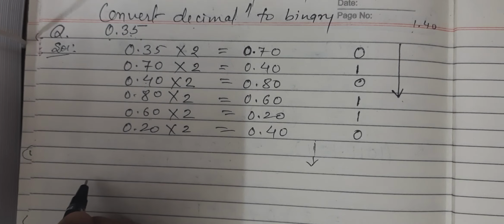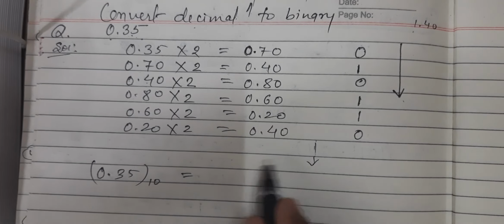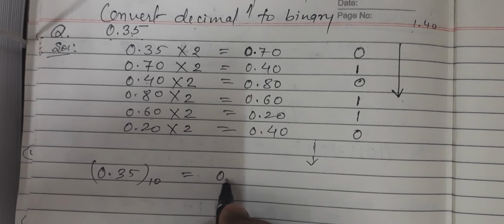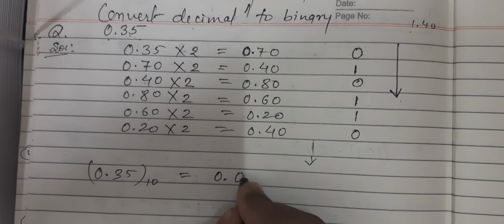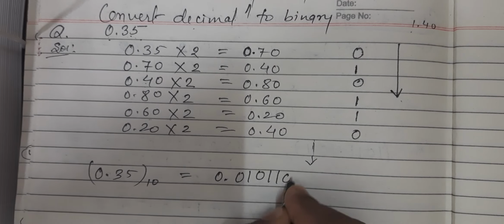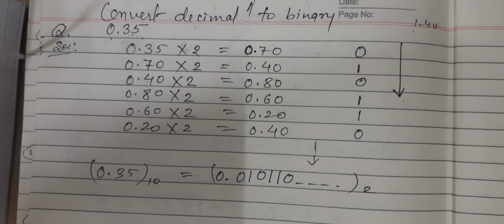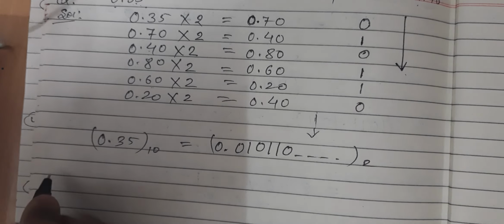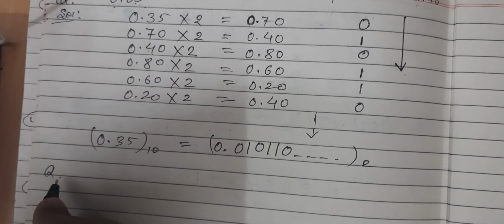So 0.35 in decimal expansion can be written as 0. Now write this number from top to bottom: 0 1 0 1 1 0. So this is the binary representation of 0.35. Now see one more example with mixed numbers, decimal system to binary.